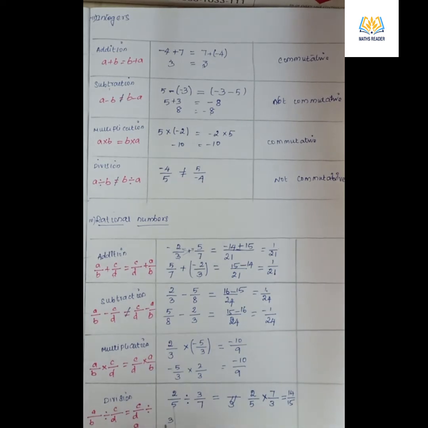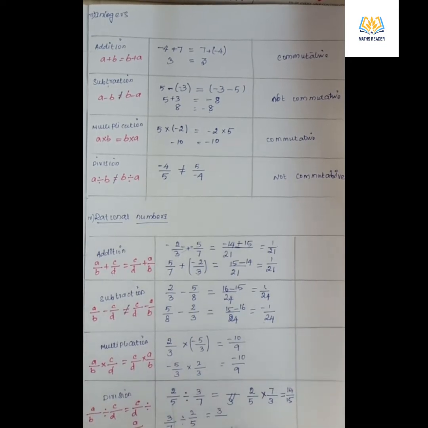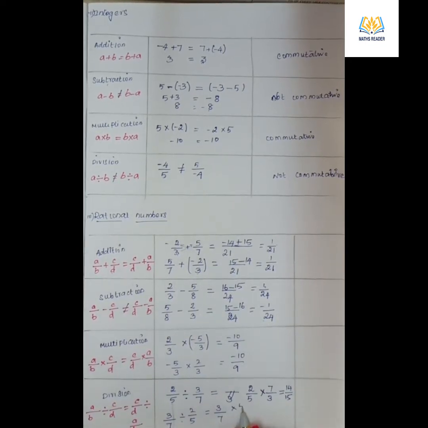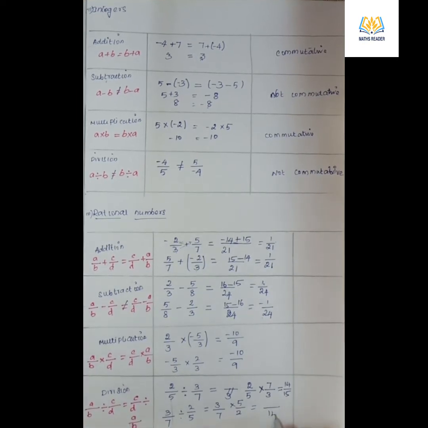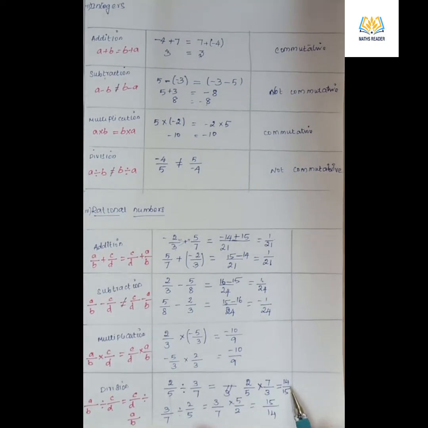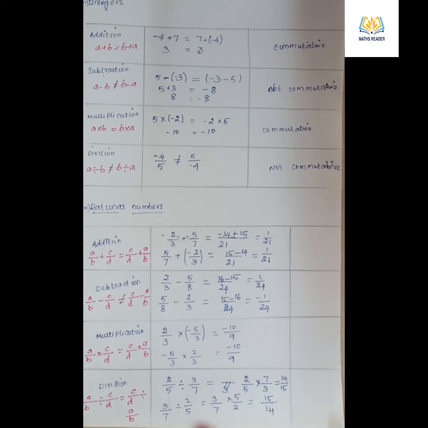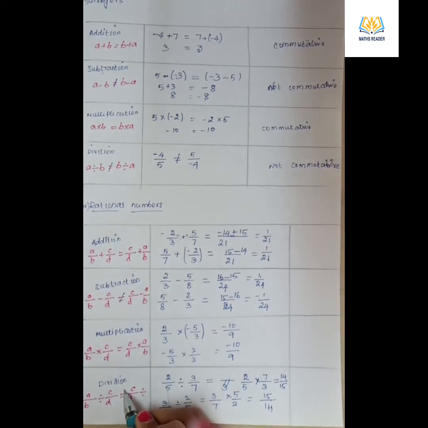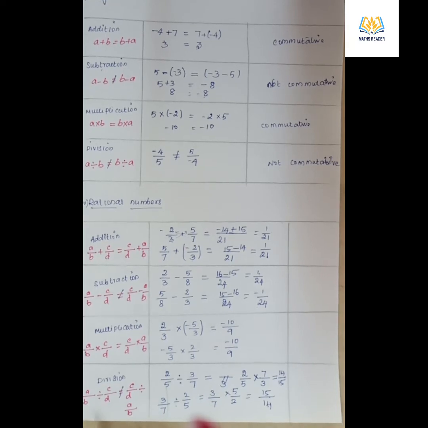So next we are changing the order. 3/7 divided by 2/5, and rearrange this as 3/7 into 5/2. 7 2s are 14, 3 5s are 15. So here we have 14/15, here 15/14. So these two are not equal. So division does not satisfy the commutative property.